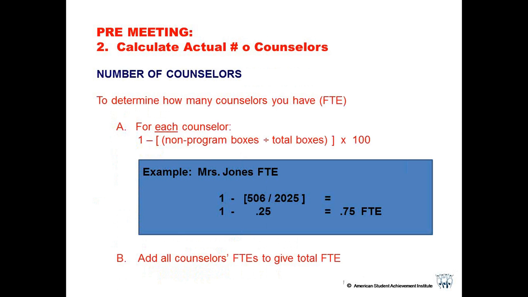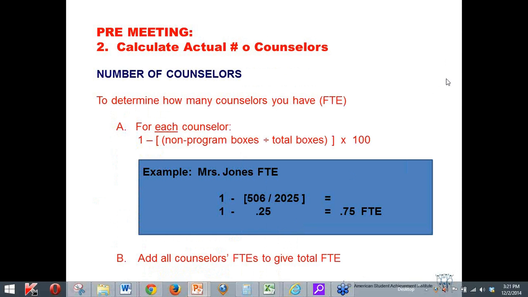So what we want to do is to adjust the full-time equivalency of your counselors. So here's how that would work. For each counselor, we're going to add up the number of non-program boxes and divide that by the total number of boxes for that counselor. Once we have this calculation, we're going to subtract that from 1 and then multiply by 100. We're going to do that for each counselor. Here's an example for Mrs. Jones.